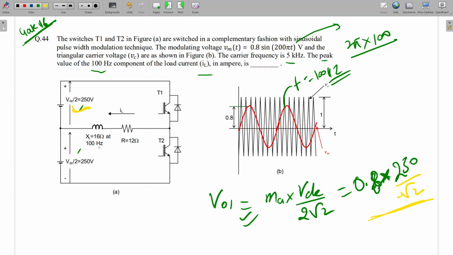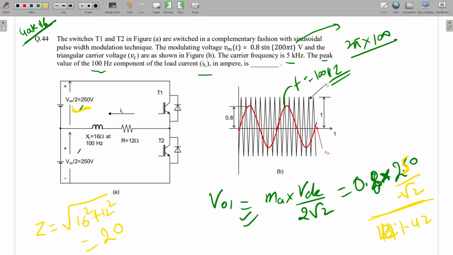And impedance also we have to calculate. So Z will be under root 16 square plus 12 square. VDC by 2 is equal to 250. So 0.8 into 250 by root 2, that is 141.42 volts. What will be this Z value? 16 square plus 12 square, we are getting 20.